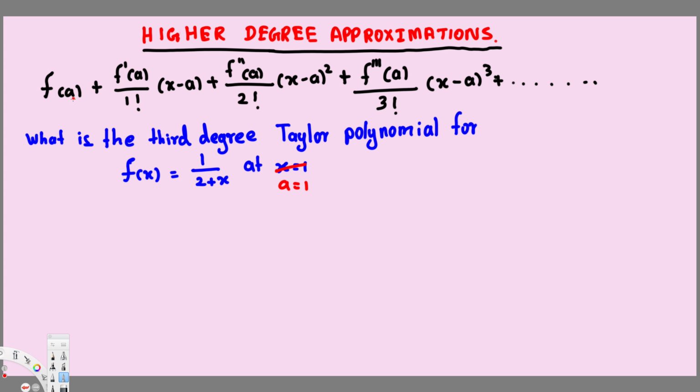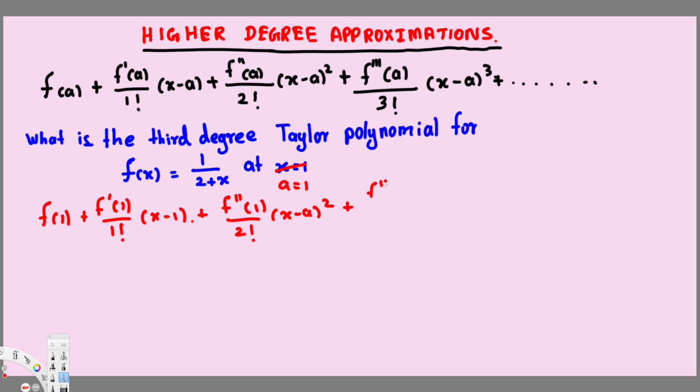This is the general Taylor polynomial pattern. Now let's go ahead and plug in this 1 and see what we get. So first we are going to have f of 1 plus f prime 1 over 1 factorial times x minus 1 plus f double prime 1 over 2 factorial times x minus 1 squared plus f triple prime 1 over 3 factorial times x minus 1 cubed.